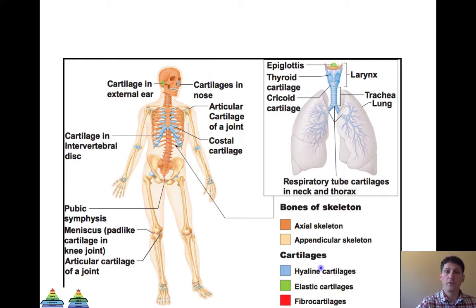The cartilage, you can see locations of hyaline cartilage in blue. So here connecting our ribs to our sternum, we can see those at the ends of our long bones, and up here in the nose or over here in the thyroid and trachea, keeping those airways open. Elastic cartilages, we can see that up here in the ear, and then our fibrocartilages here at that pubic symphysis and those intervertebral discs. Really strong, a lot more collagen, so it's much less flexible.